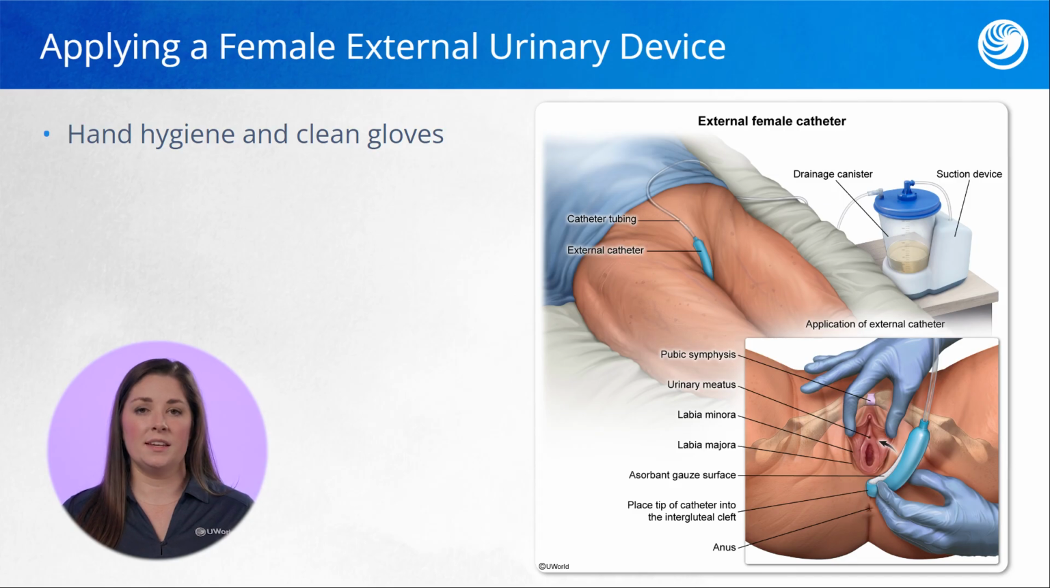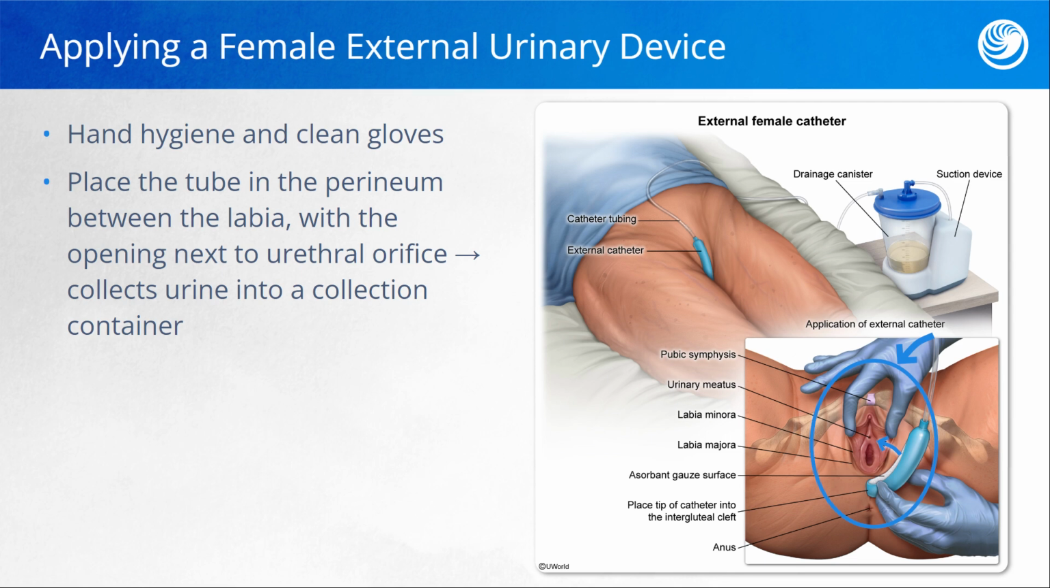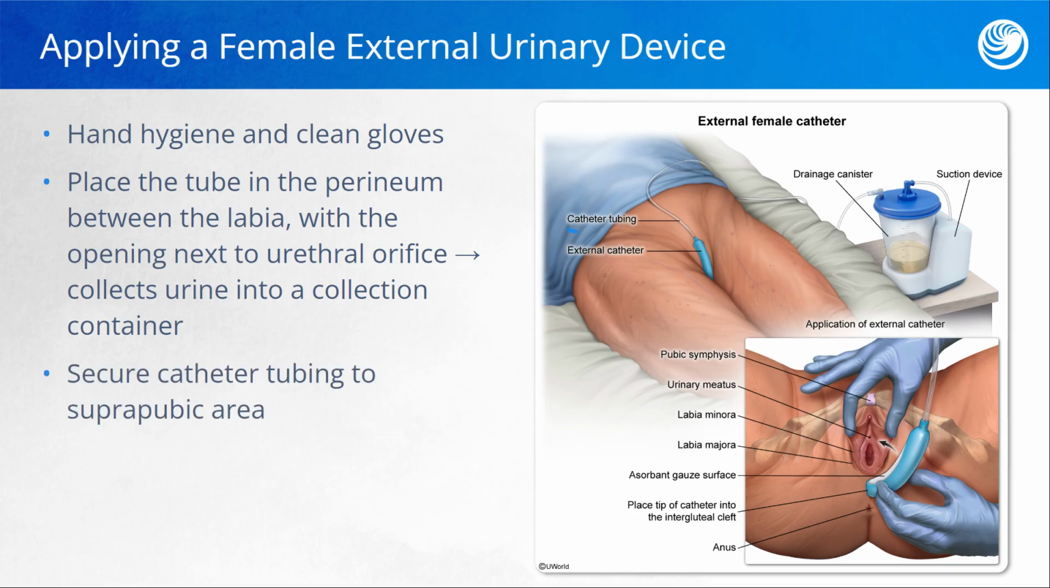The nurse may then apply the external urinary device. As you can see in the image to the right, the nurse first needs to separate the labia with the non-dominant hand and then apply the external urinary device to the perineum with the opening of the device at the opening of the urethral orifice. This way, once the urinary device is applied correctly, it may then start collecting urine into a collection container. Remember, this is done by applying the continuous low-pressure wall suction. The nurse will then secure the catheter tubing to the suprapubic area.